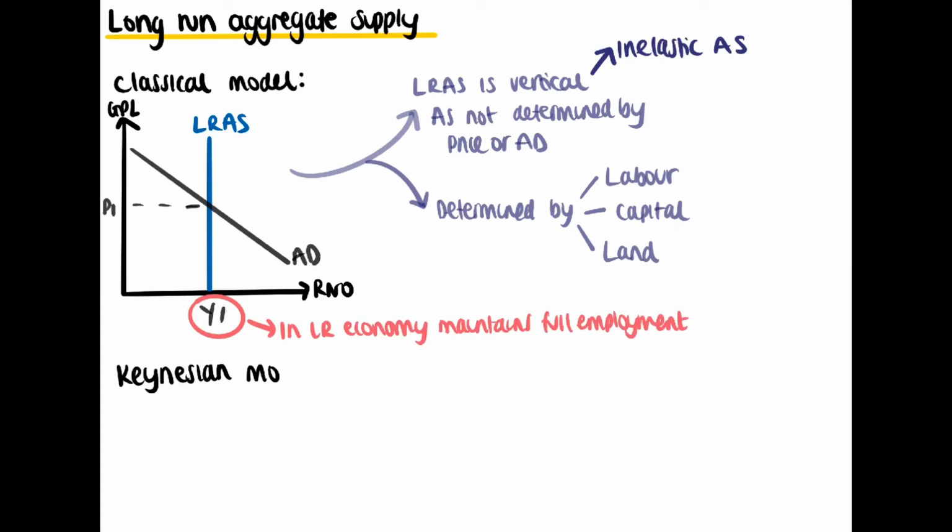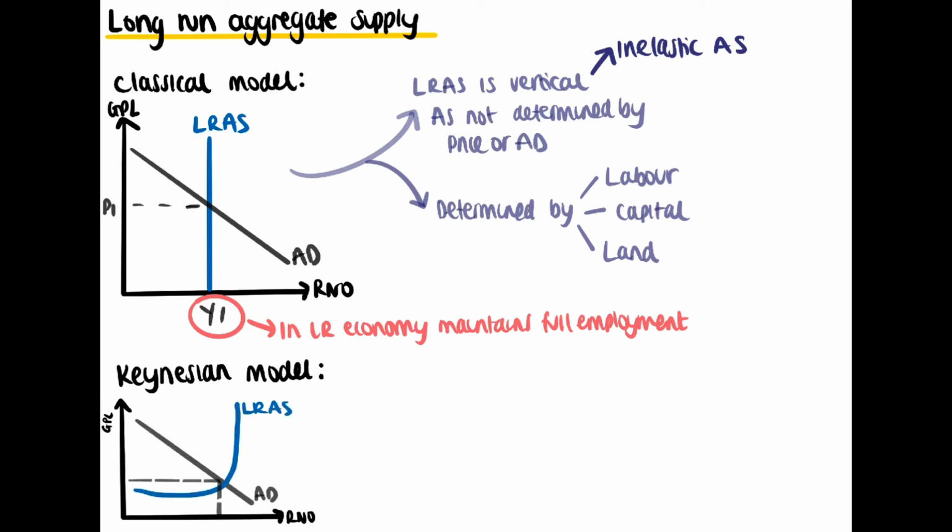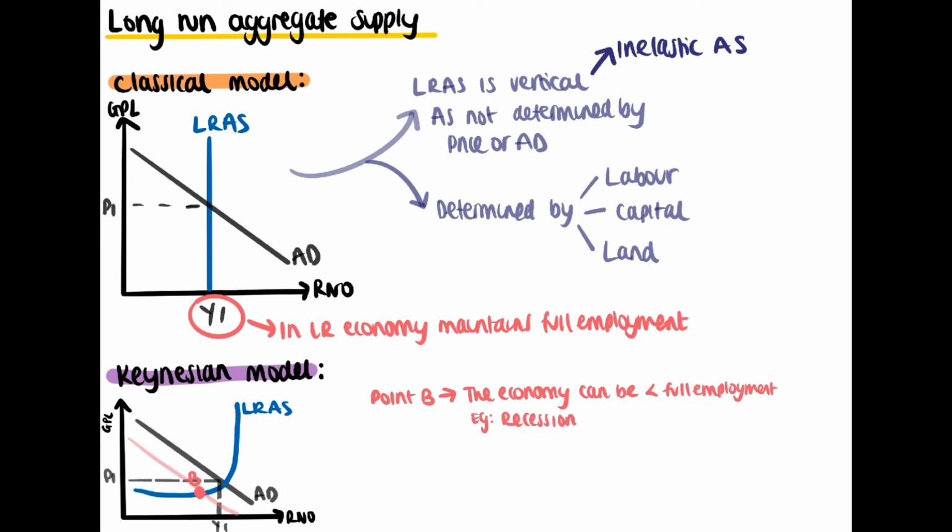On the other hand, the Keynesian model shows the long-run aggregate supply curve as curved, so the economy can be at a point which is below full employment. For example, during a recession when aggregate demand falls, the economy can be at point B.